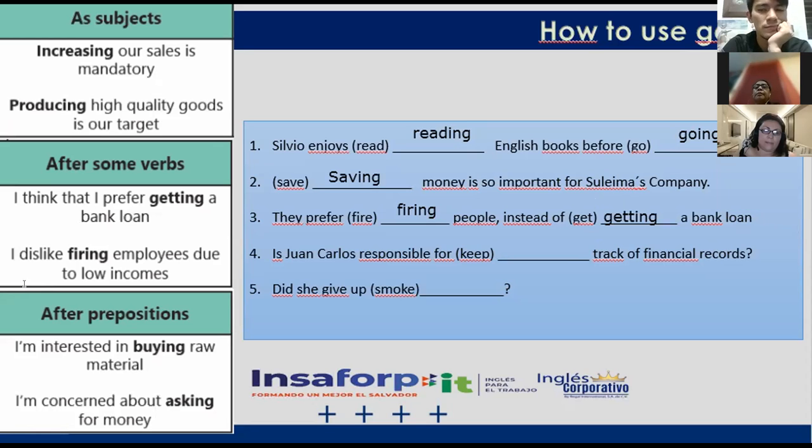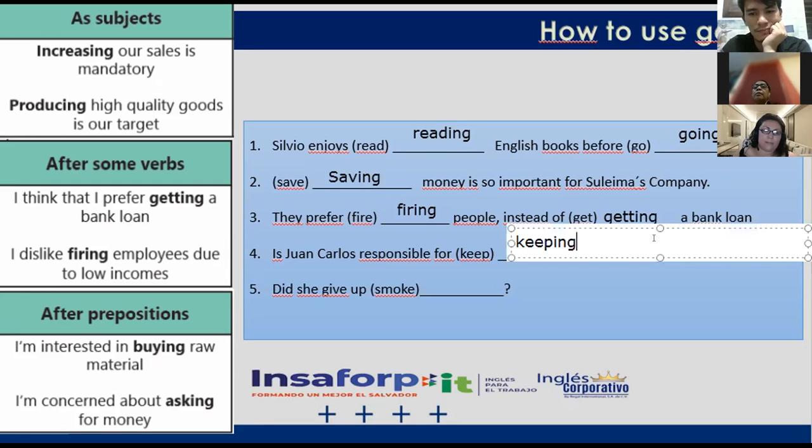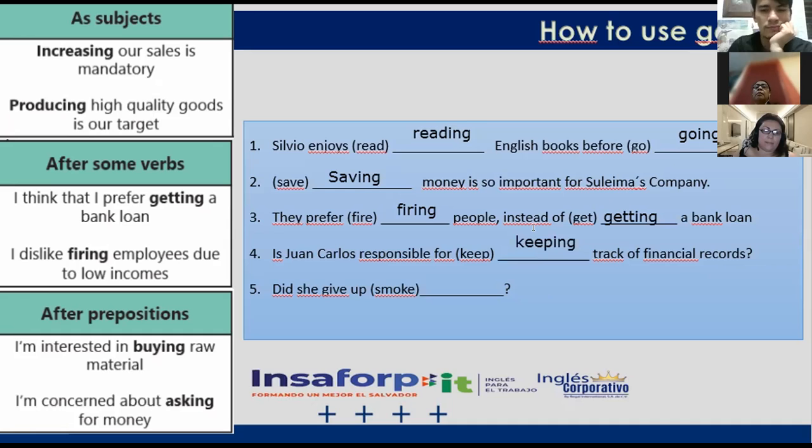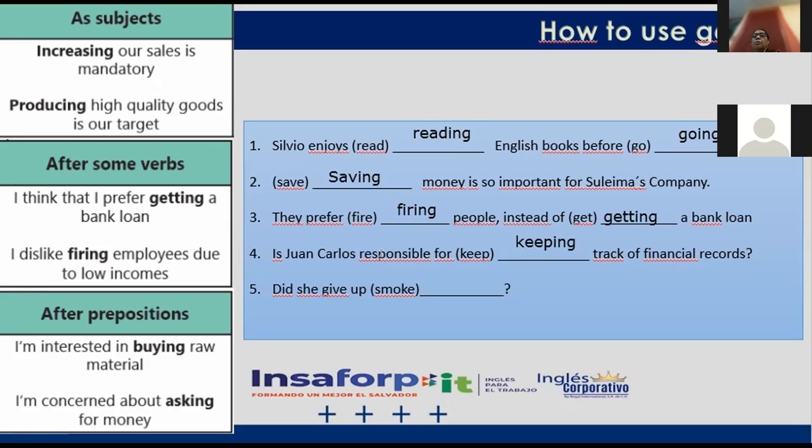Is Juan Carlos responsible for keeping track of financial records? Okay, acordémonos que como hay una doble vocal acá, no doblamos la letra P, ¿verdad? Okay. Keeping track of financial records. Okay, y aquí hay una preposición, and the preposition is for. Okay. Y esta se lee normal como decimos nosotros, ¿verdad? Responsible, responsible, no responsible, ¿ok?